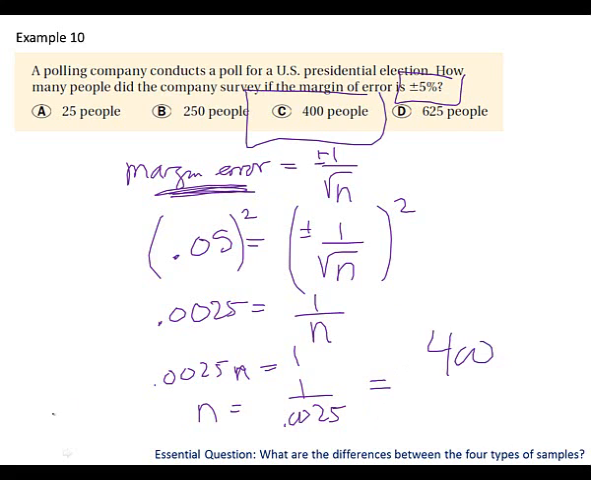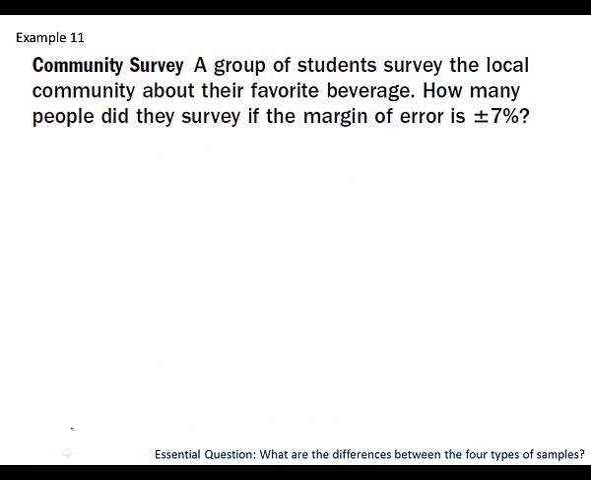Alright, there's one more of those. I'm going to give you a minute. I want you to try example 10 on your own. I'm sorry, 11 on your own. Everybody's doing 11 right now. Move it down and try it.